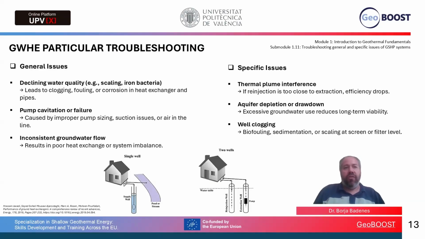Finally, for the systems that use groundwater, we can find the following general issues: declining water quality, scale or bacteria, pump cavitation or failure from pressure issues or air intake, and uneven groundwater flow. About the specific issues, we can find problems about the thermal plume interference, if reinjection is too near to the extraction, aquifer drawdown from overuse, and well clogging by sediment or biofouling.